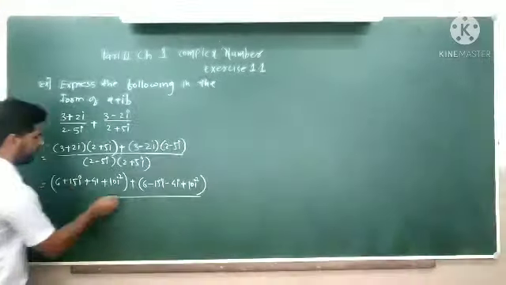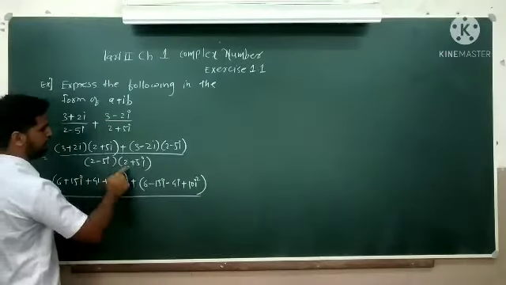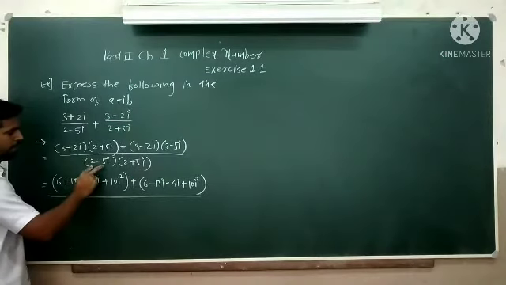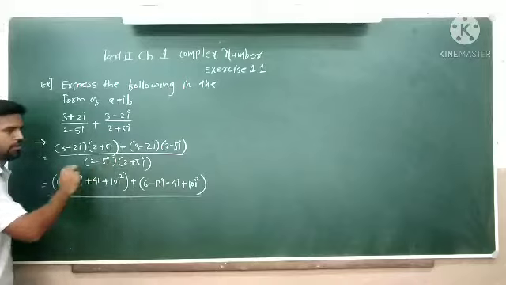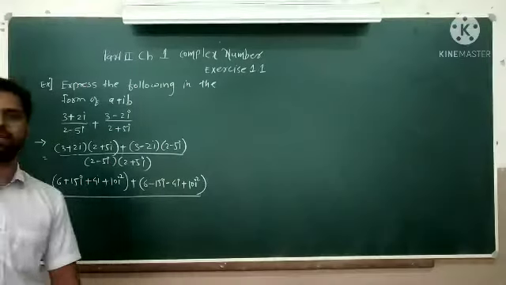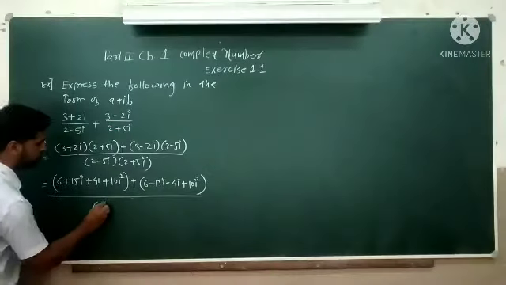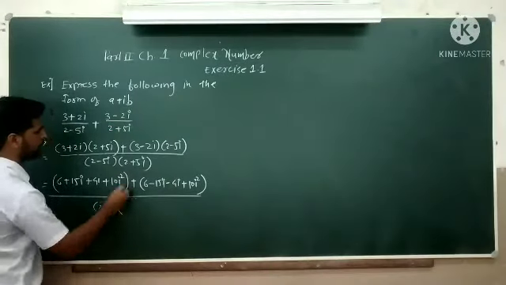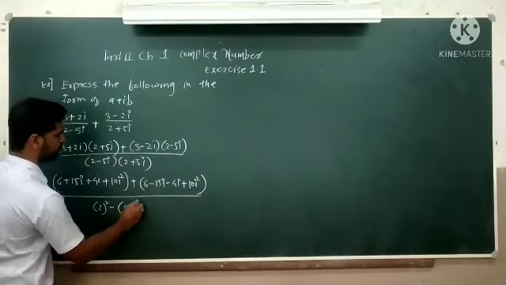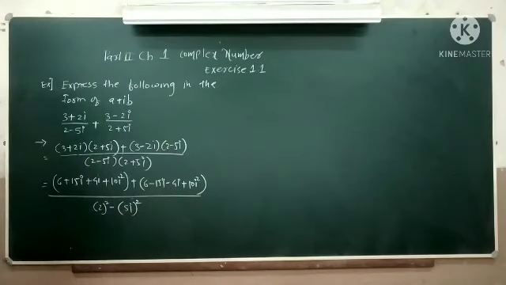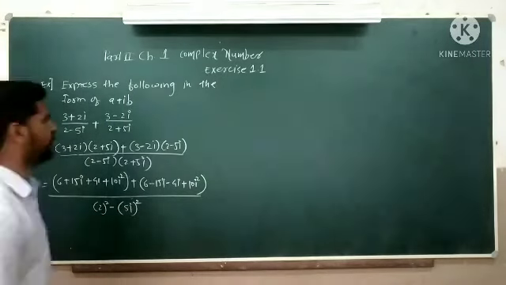Now the denominator is (2 minus 5i) (2 plus 5i). This is in the form of (a minus b)(a plus b), which is nothing but a square minus b square. So your a is 2, so it is 2 square minus (5i) square. This is how we can multiply the denominators' brackets. Now we simplify this.